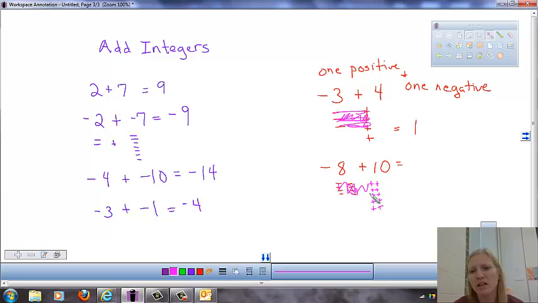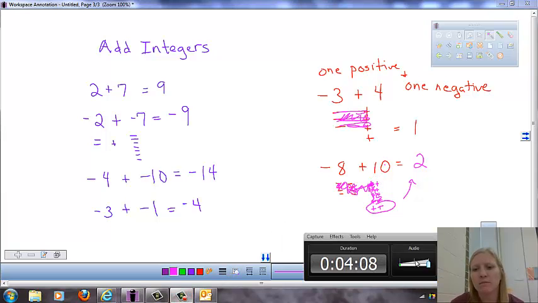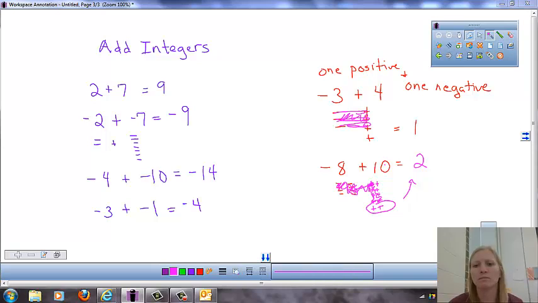And 8 of these are going to go away. Just like you were subtracting, you're going to subtract 8 of them away. So 10 minus 8 is positive 2. You get positive 2. Not negative 2, positive 2.